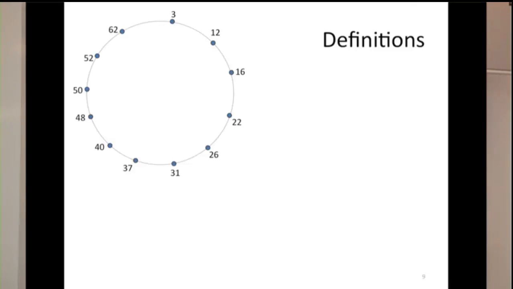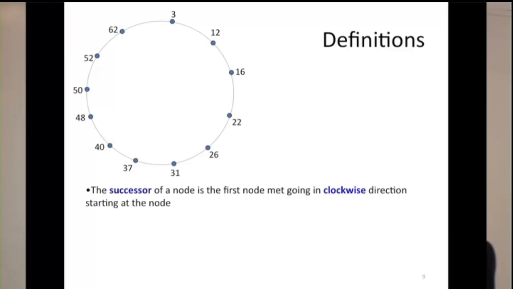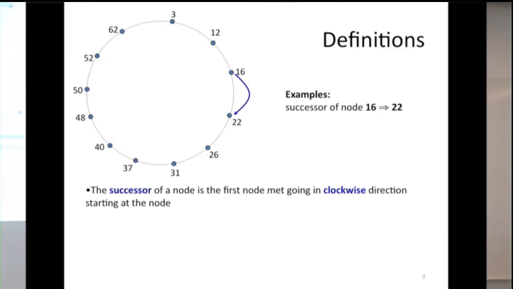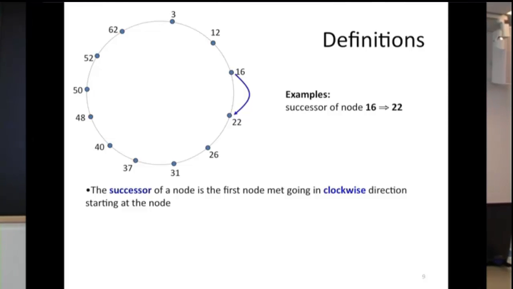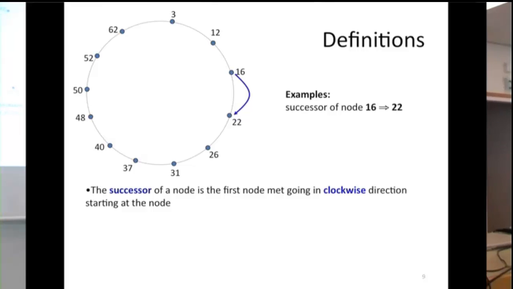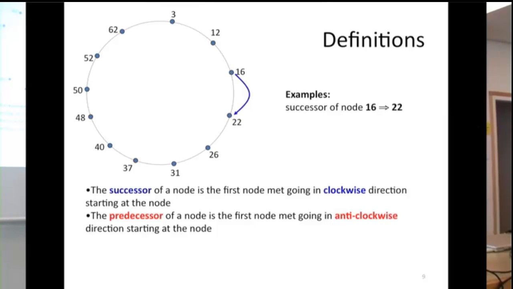Right, so I'll give some of the definitions which Peter already used. I'll quickly go through them for those who are not from this field. First, an important concept is the successor of a node, which is the first node that you meet going clockwise from that node. For example, let's say we look at node 16. The successor of 16 is the first node going clockwise, which is 22. So 16 will maintain a pointer to 22. Similarly, the predecessor is the one you encounter going anti-clockwise. In this case, for 22, the predecessor is 16.